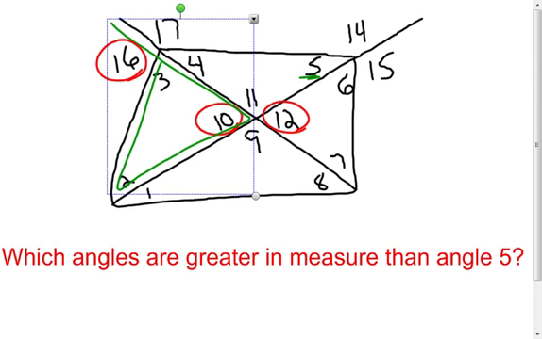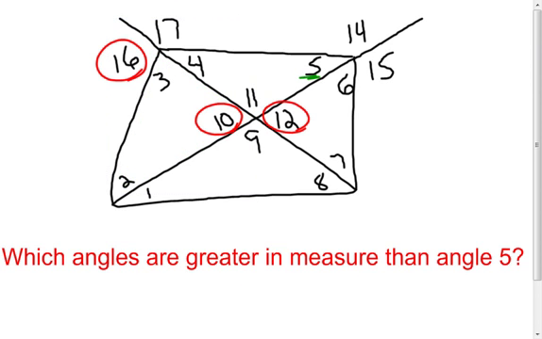I can go the other way with this, using angle 12 now as the remote interior angle. Angle 15 would be the exterior angle. Therefore, exterior angle is always larger than the remote interior. So the measure of angle 15 is larger than the measure of angle 12, which is larger than the measure of angle 5.